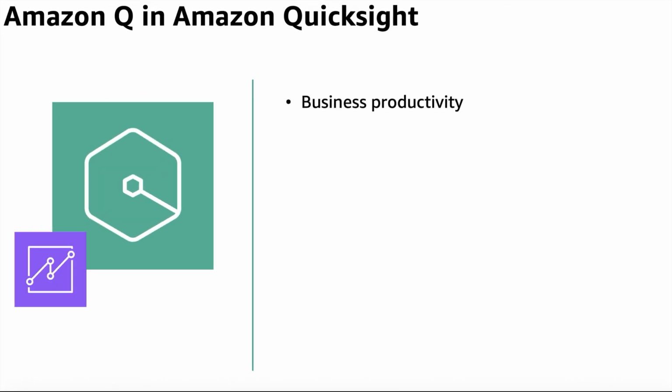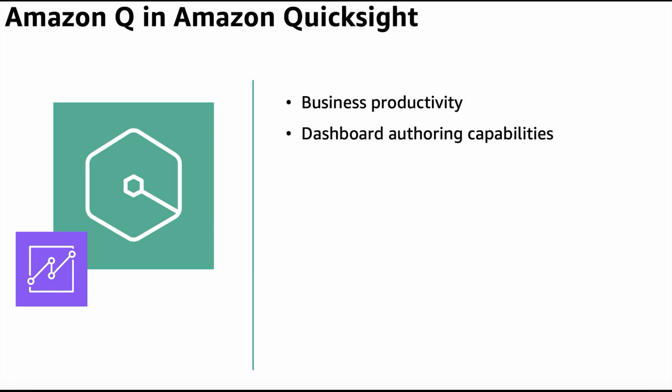Let us learn about Amazon Q in QuickSight, which enhances business productivity using generative business intelligence capabilities to accelerate decision making. With new dashboard authoring capabilities for Amazon Q in QuickSight, business analysts can use natural language prompts to build, discover, and share meaningful insights in seconds.